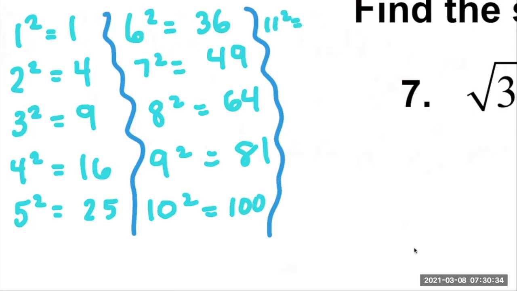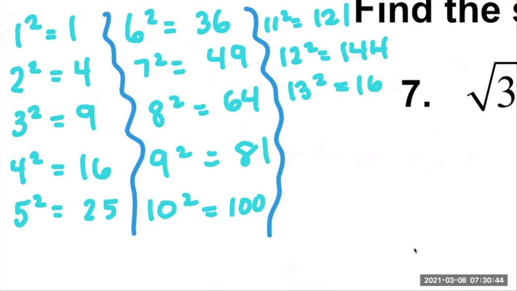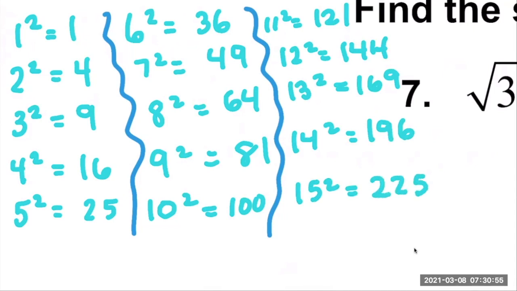11 squared, 121. 12 squared, 144. 13 squared, 169. 14 squared, 196. 15 squared, 225, and then 16 squared, 256. So definitely pause here, get those written down.